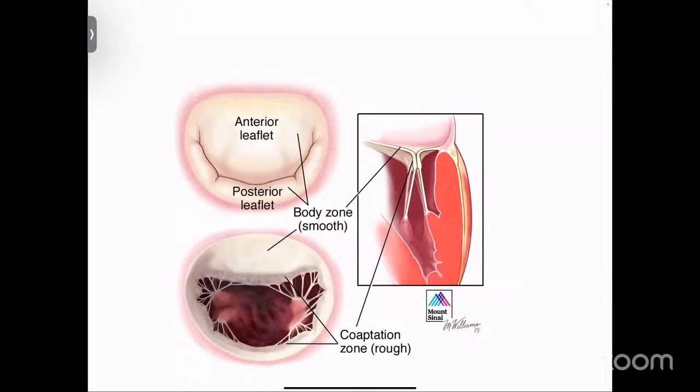And you can appreciate here the gently curved coaptation line between the two leaflets that is evident from the atrial view that separates these two regions or these two zones. The coaptation zone of the valve is critical for valve competency, and the depth and the length of the coaptation zone is now often viewed as an important assessment tool of the mitral valve function.